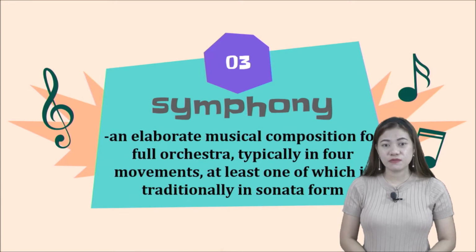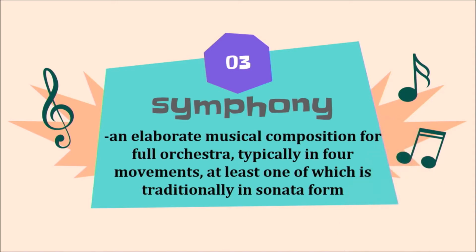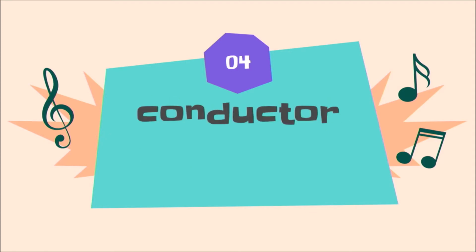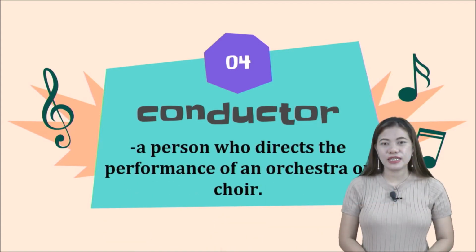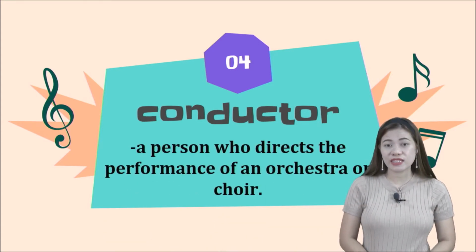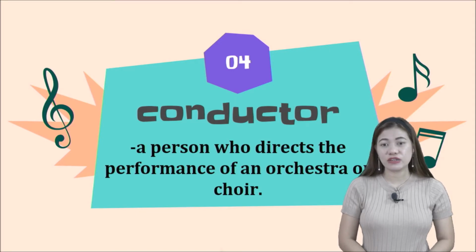Next, symphony. When we say symphony, it is an elaborate musical composition for full orchestra, typically in 4 movements, at least one of which is traditionally in sonata form. The next one, we have conductor. When we say conductor, it is a person who directs the performance of an orchestra or choir.